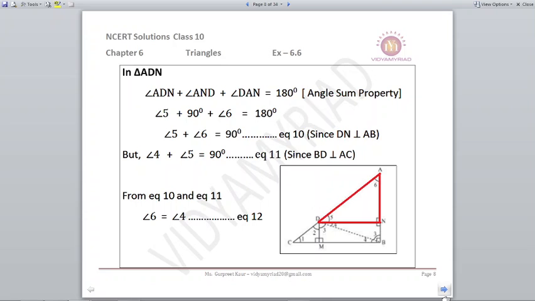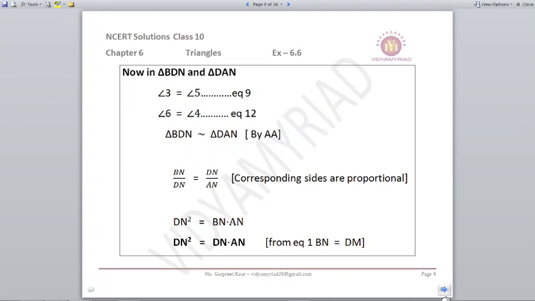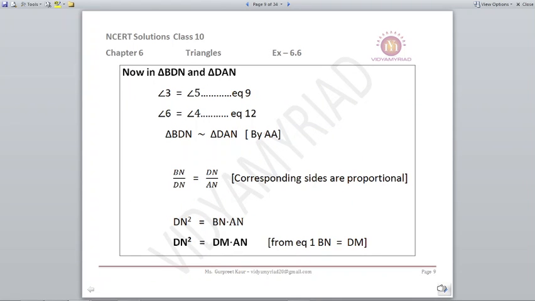According to the angle sum property, angle 5 plus angle 6 will be equal to 90 degrees, but we already know that 4 plus 5 is 90 degrees. So looking at both the equations, we come to know that angle 6 will be equal to angle 4. Now we have proved all the angles equal. So we will now take both the triangles BDN and triangle DAN.